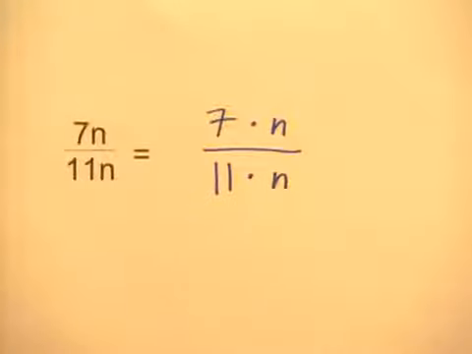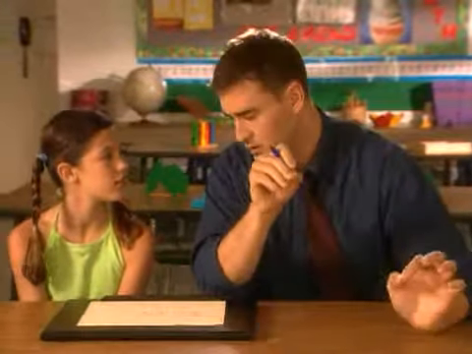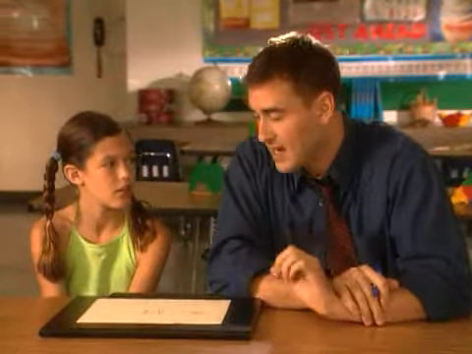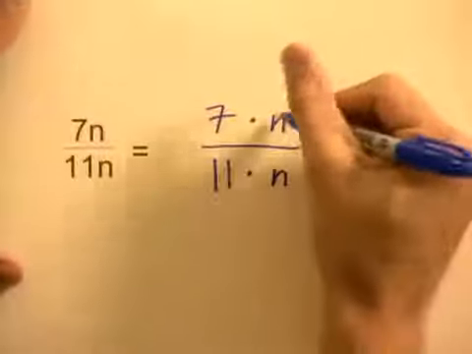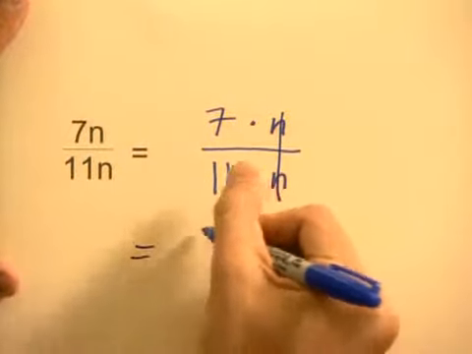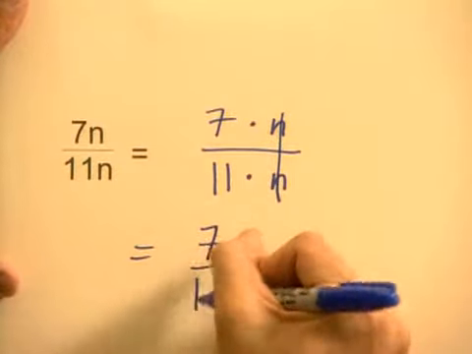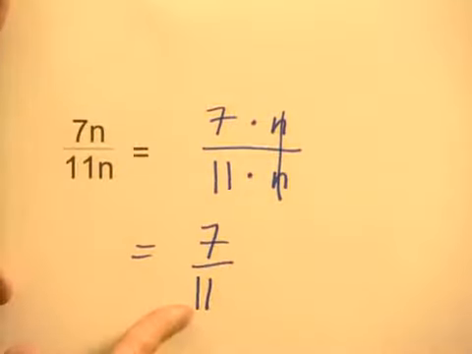Okay. Now again, remember, when we're multiplying a whole bunch of things on top and a whole bunch of things on the bottom, we can cancel out anything that is on the top and on the bottom. Okay, so what can we cancel out in this problem? The n's. And that leaves us with 7 over 11, and that's 7n over 11n reduced. So what is the greatest common factor of 7n and 11n? n. n is the biggest factor that goes into both 7n and 11n.